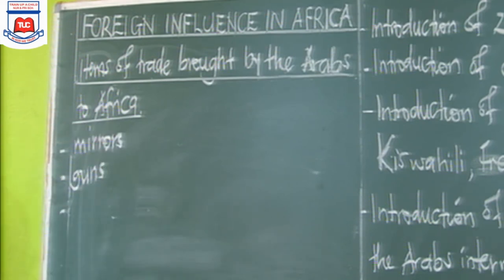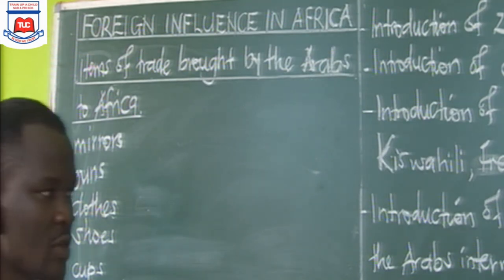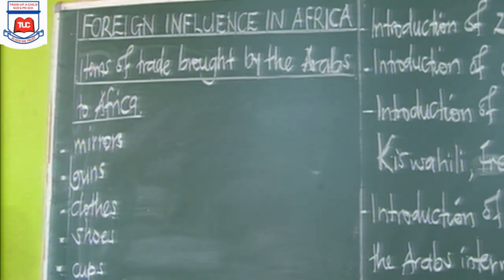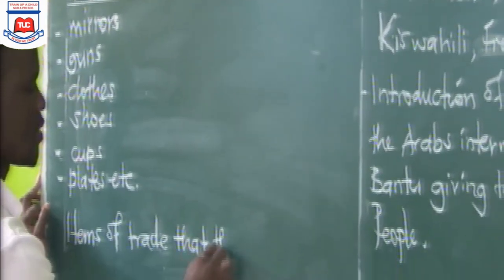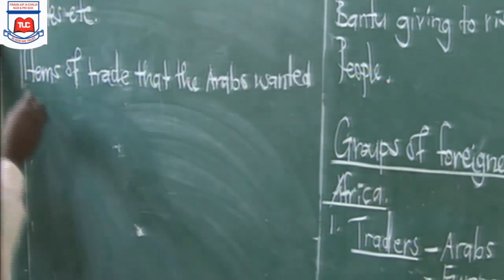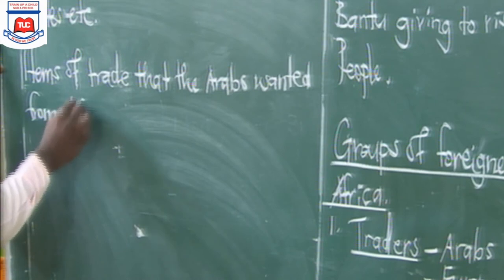We shall be having things like guns, clothes, shoes. We shall have others like cups, plates, and others that we may not be able to exhaust all. Then we also need to understand which items of trade did these people want from Africa. For example, in Uganda, items of trade that the Arabs wanted from Africa.